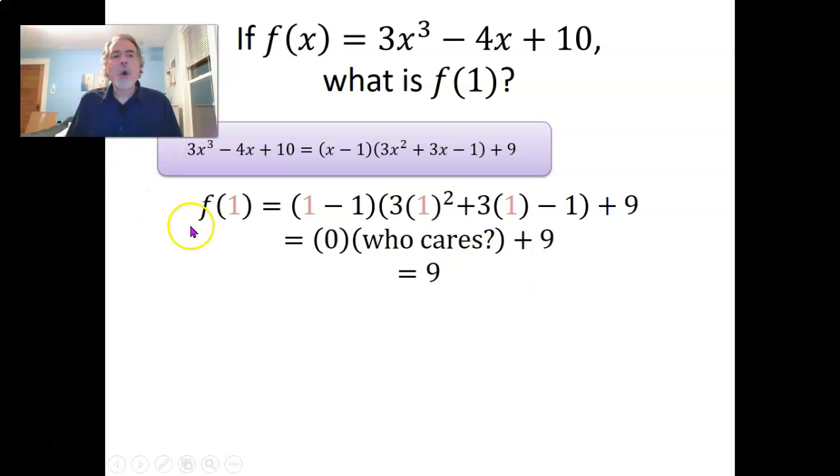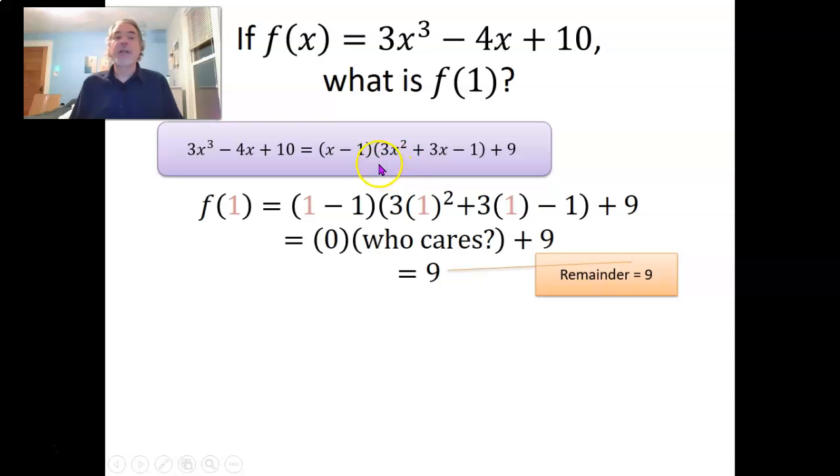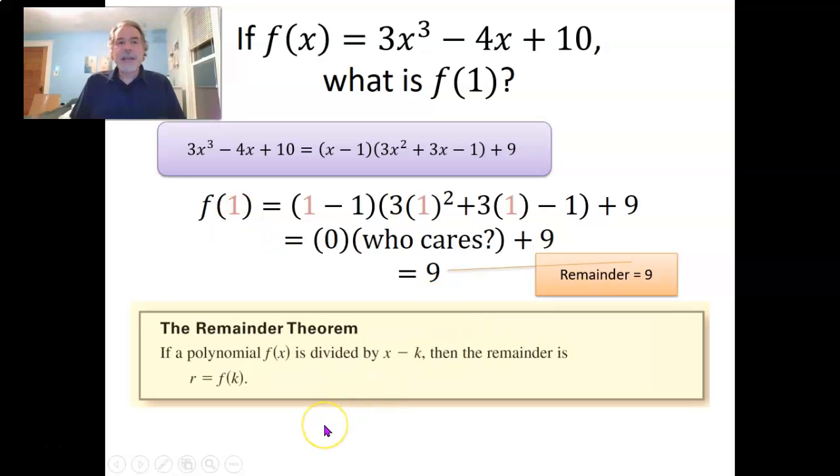So now notice how what we ended up with, 9, was the remainder we got earlier when we were dividing. We took this polynomial, we divided by x minus 1, and we got a remainder of 9. And so f of 1 equals 9. So that's an example of the fact that's called the remainder theorem. It says that if you have a polynomial and you divide it by x minus some number k, then the remainder you get is f of k. It's the same as if you plugged in the number k into that original polynomial.